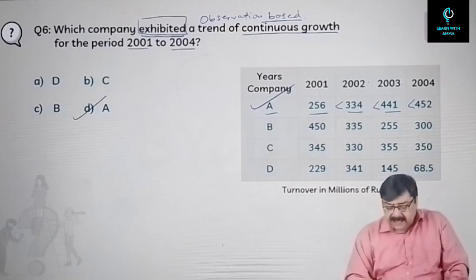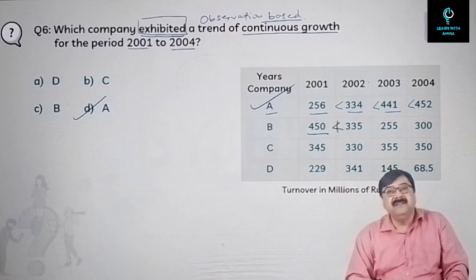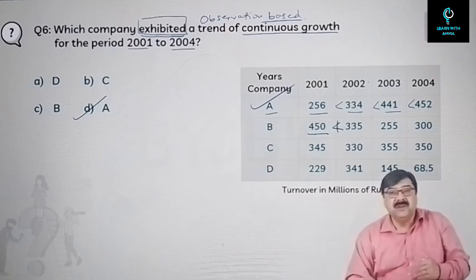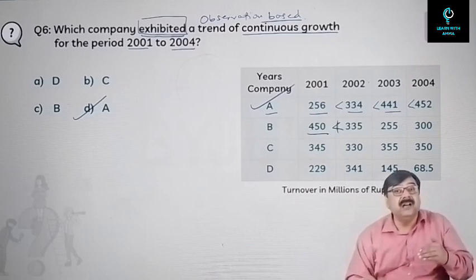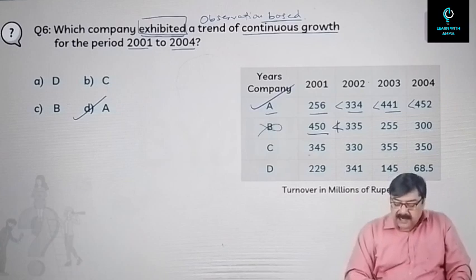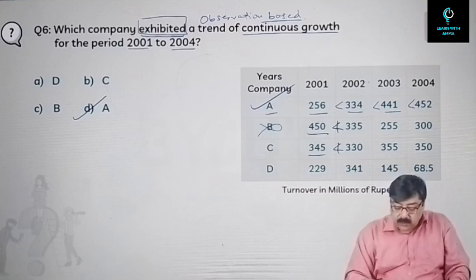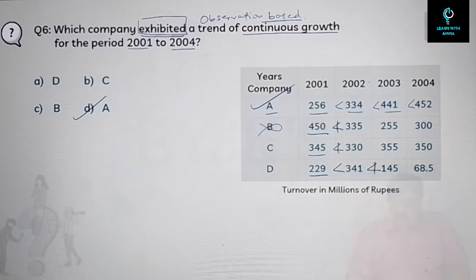Well, why not B, C and D, let us say? Well, 450 is not lesser than 335. It is greater. So there is not an increment or increase in the value which is exhibited. So hence, we cannot say that the turnover showed a trend in which there was a continuous growth. In C also, same thing happens. 345 is not lesser than 330. It is greater than 330. And 229, although is lesser than 341 for D, 341 is not lesser than 145. It is greater. So this happens only in A. So choice D is the answer.